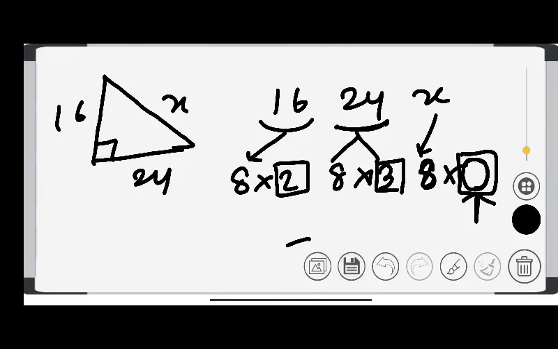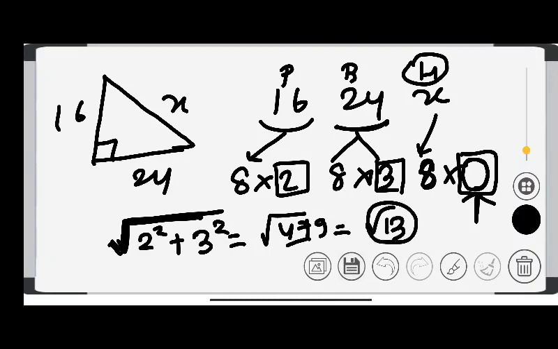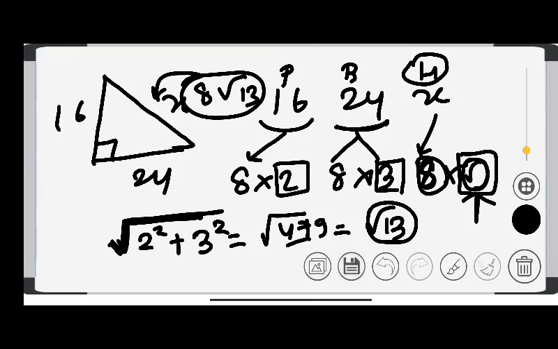You know that this is perpendicular, this is base, this is hypotenuse. So I am doing perpendicular square plus base square. Perpendicular square is this, base square is this. 2 twos are 4, 3 threes are 9. Then what is this? This is 13. So what is the actual answer? This is 8 root 13. This x is 8 root 13, because 8 is here and root 13 is here.